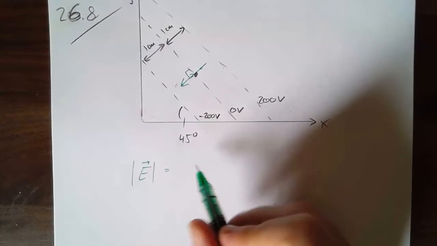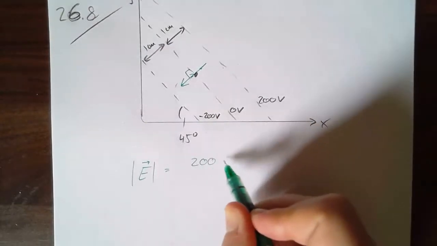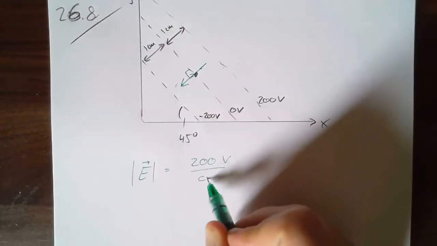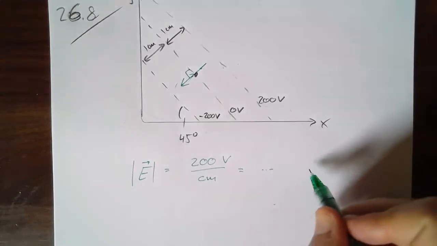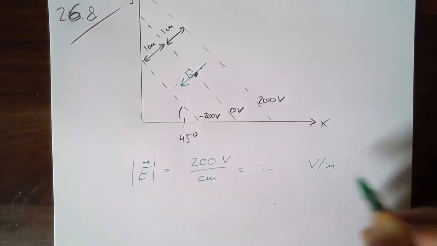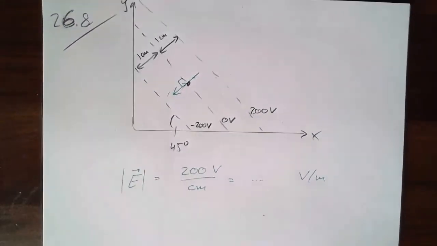So the slope is 200 volts per centimeter. Well, you can figure out what it is in standard units of volts per meter. And that's all there is to it. That's 26.8. You just fill in the little gaps, but that's pretty much it. Let's go on to the next one.